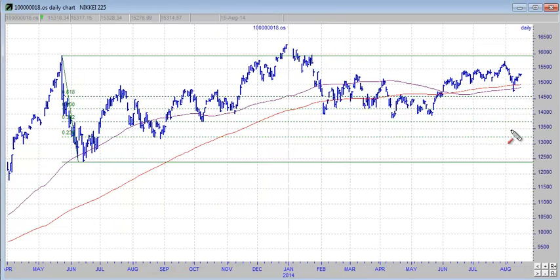Nikkei Dow, for weeks, maybe months, I've been saying a C wave decline is possible here, having got the A and this rather protracted B, now A, B, C. So a C wave decline is certainly possible.